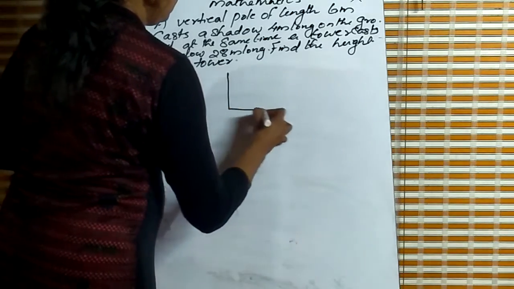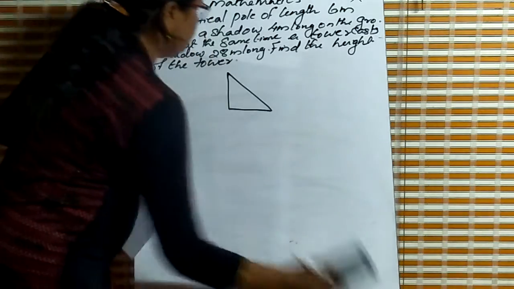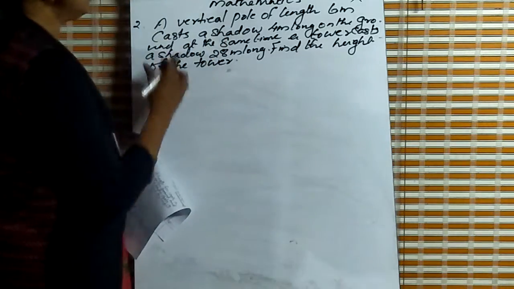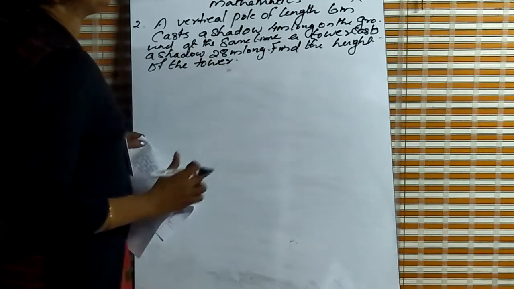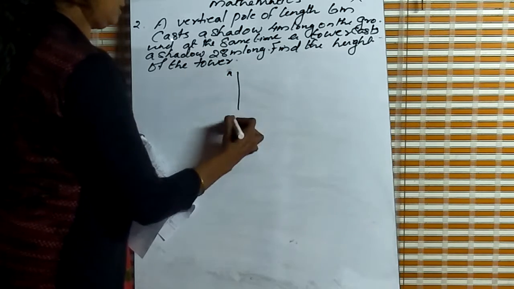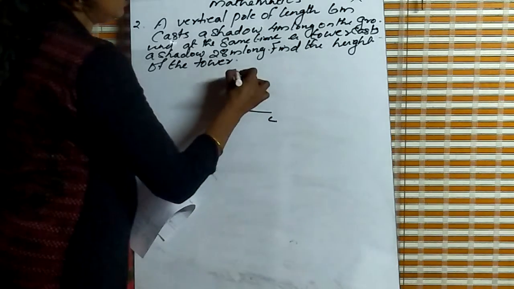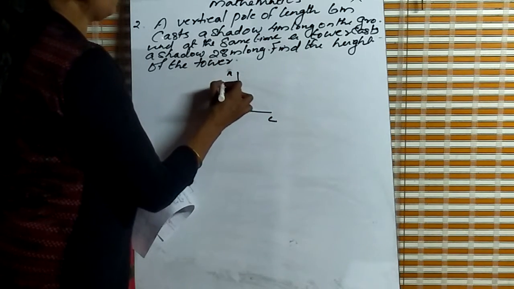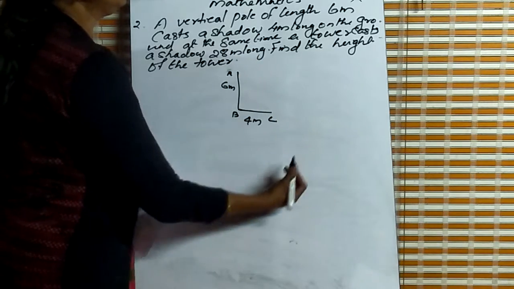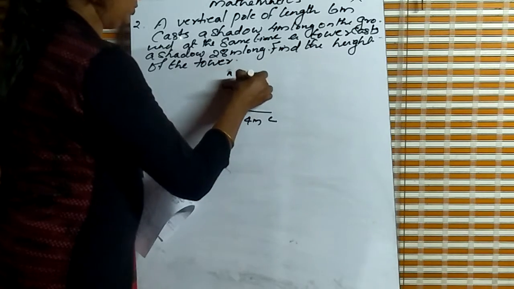Here, a vertical pole of length 6 meter casts a shadow 4 meter long on the ground. AB is the pole. Its shadow is BC. AB, a vertical pole of length 6 meter, casts a shadow 4 meter long on the ground. Then now we join this.